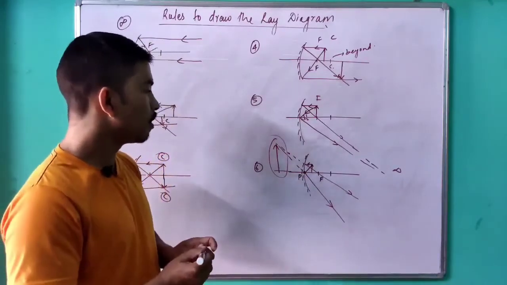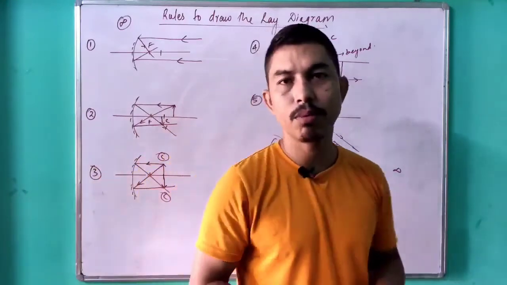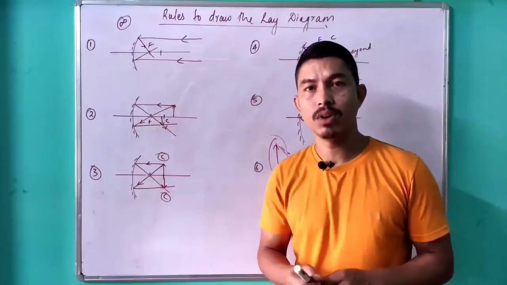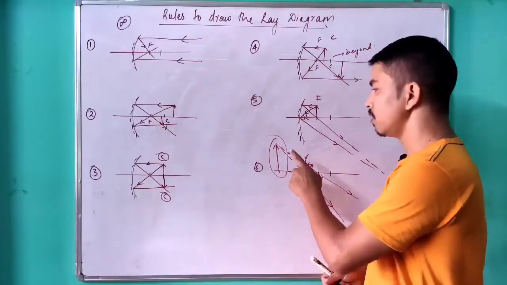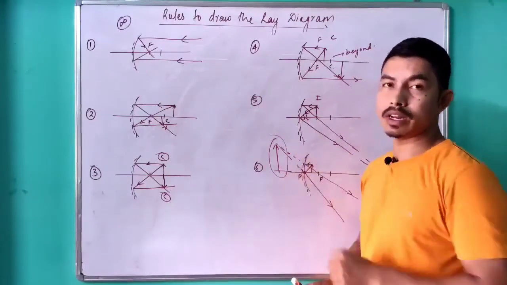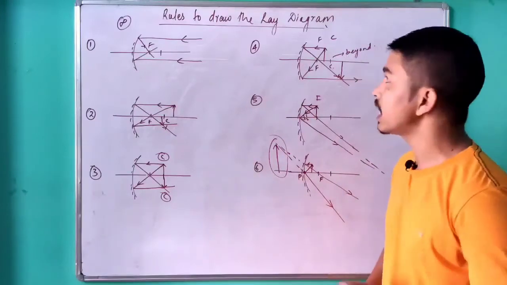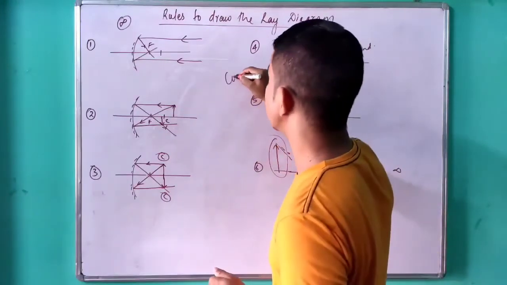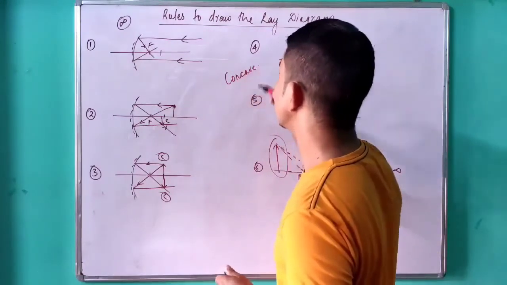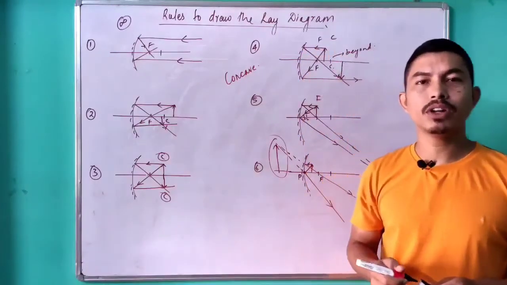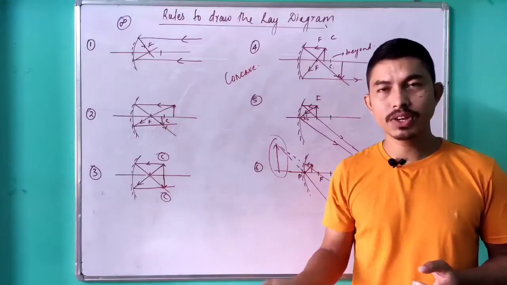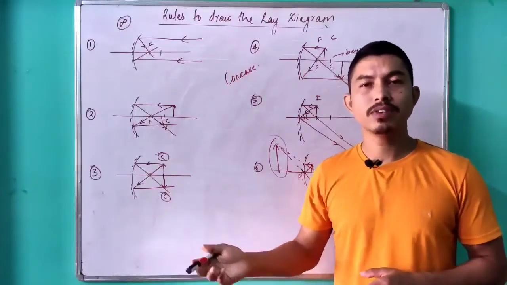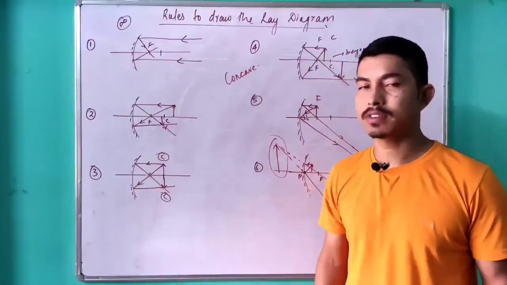Out of all of this, the sixth ray diagram is very important from the examination point of view. You may be asked to draw the ray diagram when a concave mirror forms a virtual as well as an erect image. So these six are the ray diagrams formed by a concave mirror. Now for a convex mirror, we have only two ray diagrams. The first one, the image at infinity, and the second one, the image at any point on the principal axis.